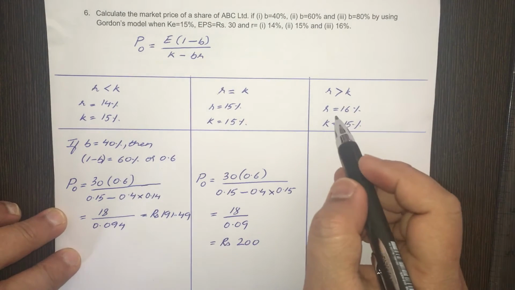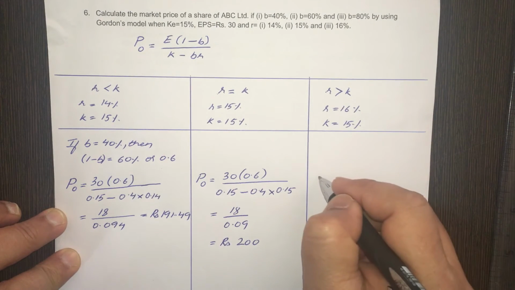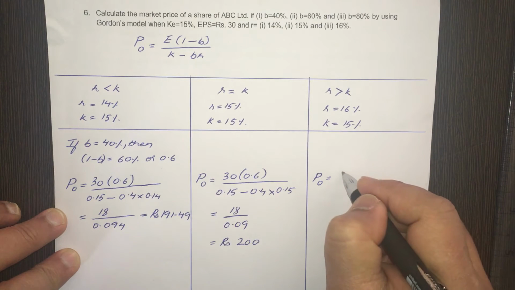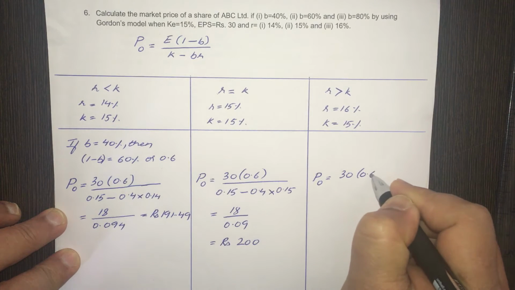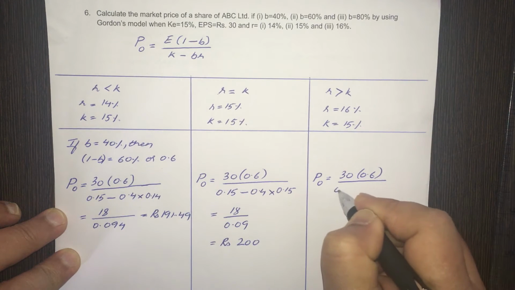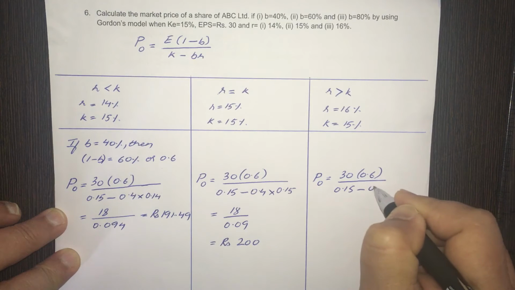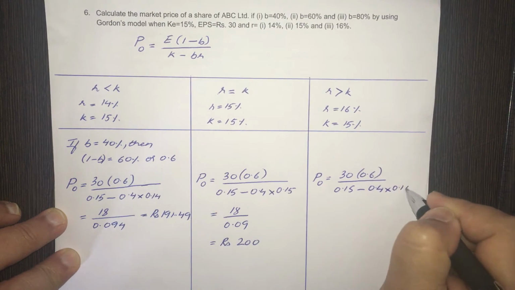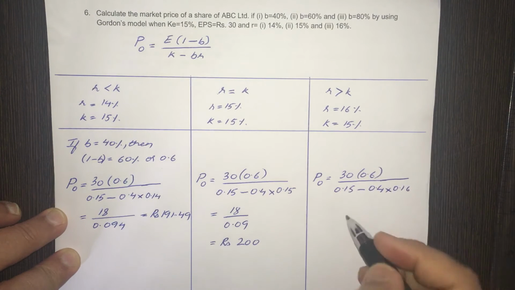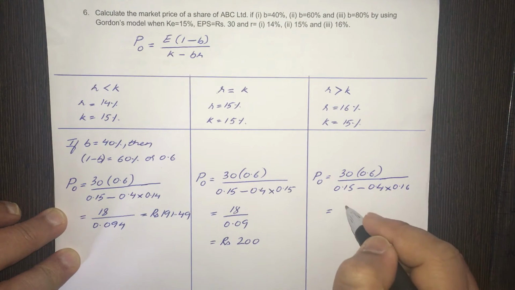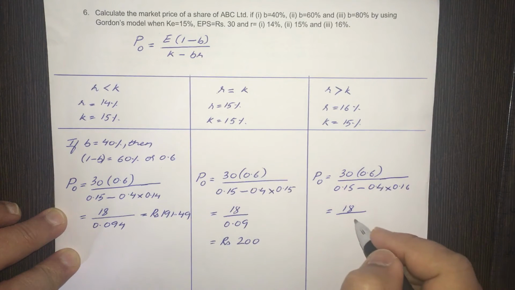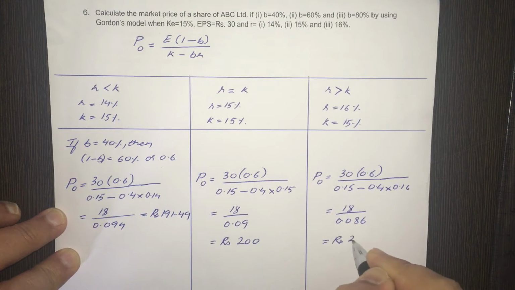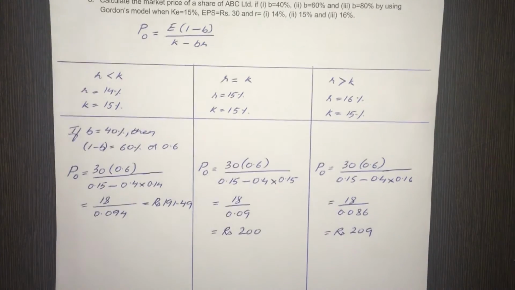Okay, and the third instance is where r is greater than k. When b is 40%, what will be the current market price of the share? 30 into 0.6 divided by 0.15 minus 0.4 times 0.16, because r is 16% here. All right, this will be 18 divided by 0.086. You'll get rupees 209.